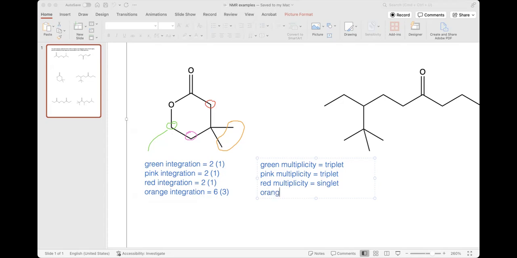And then for the orange, we only have to consider one of them. Don't consider them together. If I take this one, it has the one neighboring carbon, but there are no hydrogens on it. So that's going to be a singlet again.